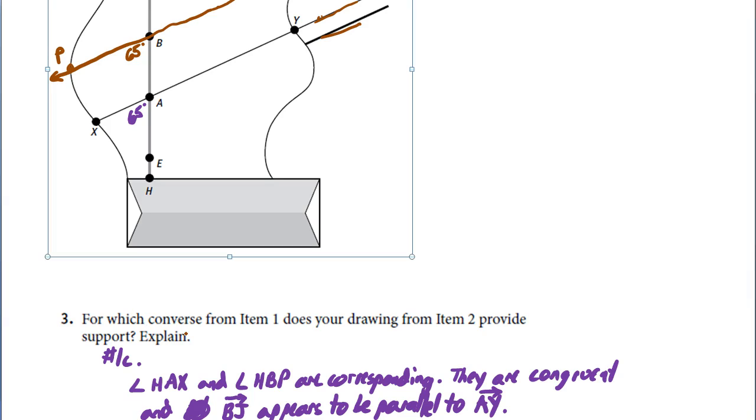Question 3. For which converse from item 1 does your drawing from item 2 provide support and explain? I think it goes with number 1C, which was the one about corresponding angles, because angle HAX, that's this one here, and angle HBP, this one here, are corresponding angles, and they are congruent, and those lines look parallel. So that provides some visual support for our number 1C.